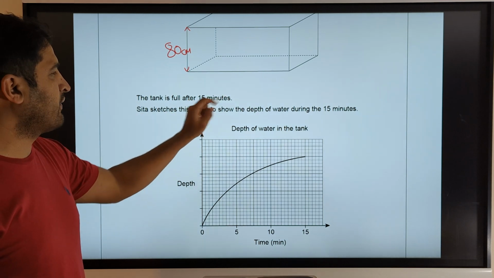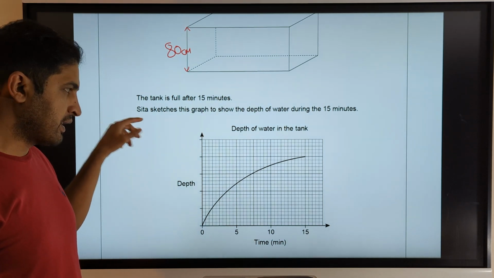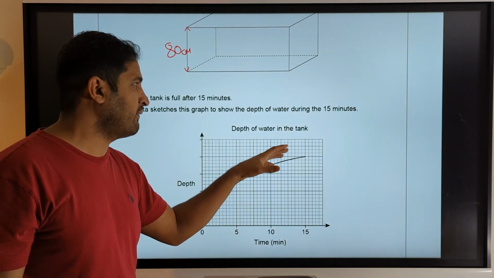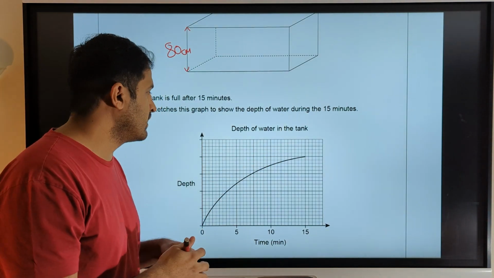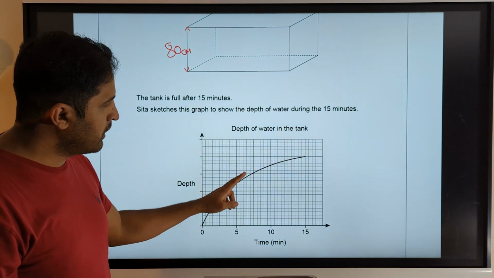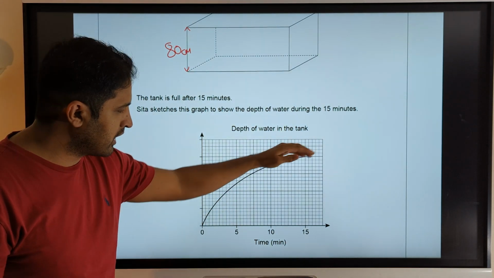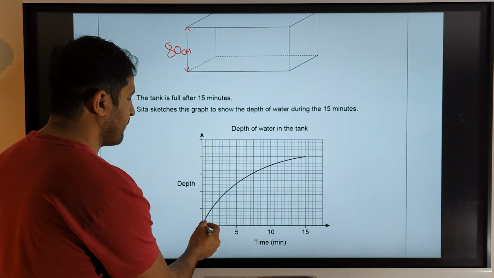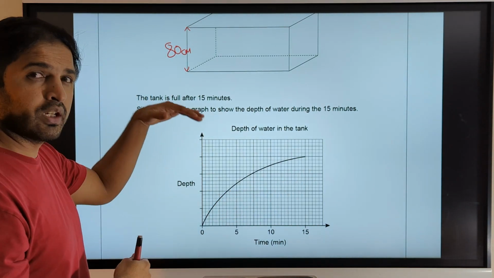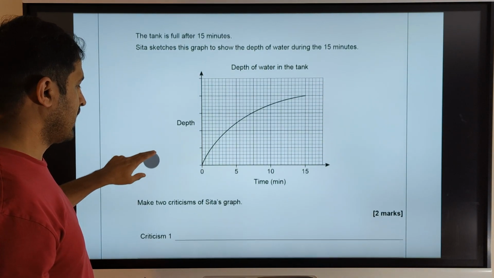And the tank is full after 50 minutes. And someone draws the sketch, Sita draws the sketch here to show the depth of the water during that 15 minutes, okay? So what happens to the depth, okay, it's slowly going away. So it's got the curved graph basically, okay? So it starts filling up quickly and then slows down, basically, okay? That's what's happening to the depth of the water tank.